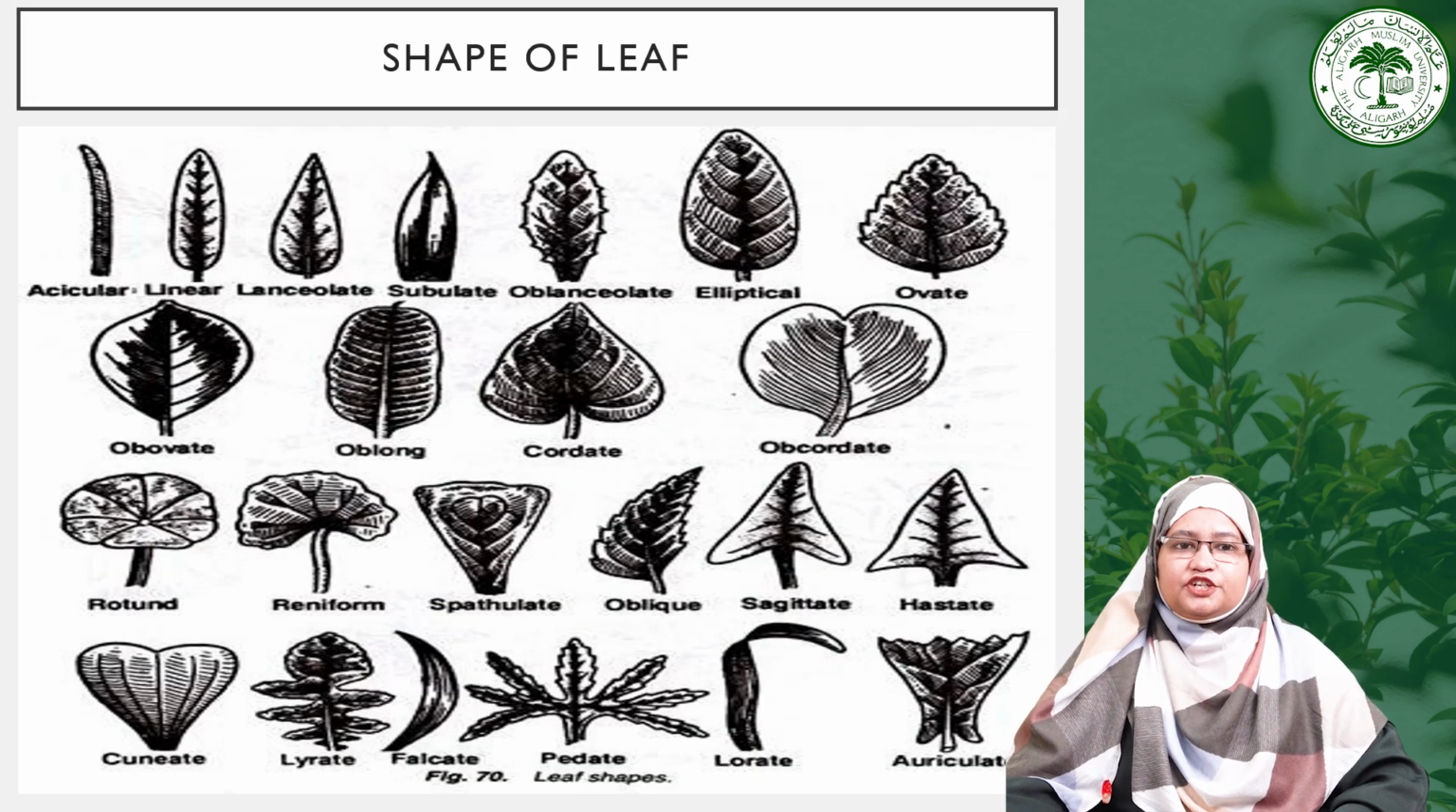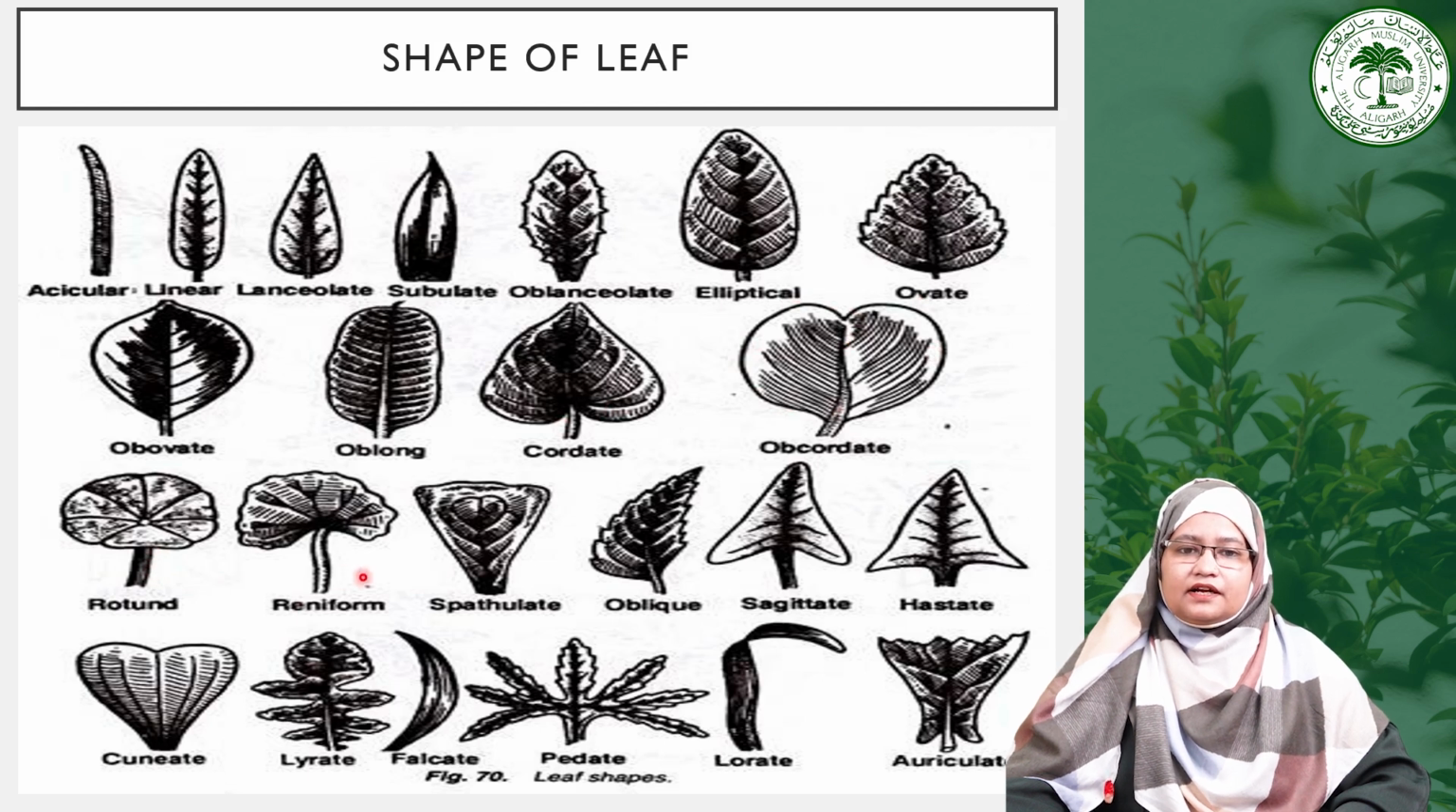Now, if we look at the shape of leaves, depending upon the shape of the leaf, there is a different term used. Like this one is called acicular, which has a very pointed structure. Then these are the linear shape. Then this one is the lanceolate shape. This is the subulate, oblanceolate. This one has the elliptical shape. This one is the ovate shape, obovate. Then oblong. This one is heart-like, called cordate shape, or this one is called obcordate shape. This one is called rotund.